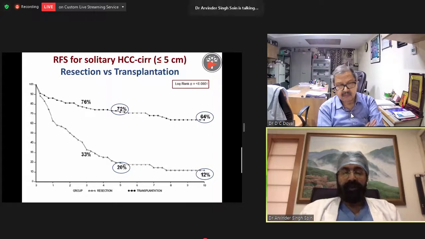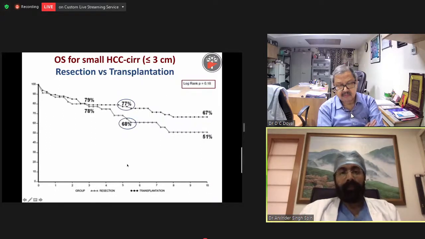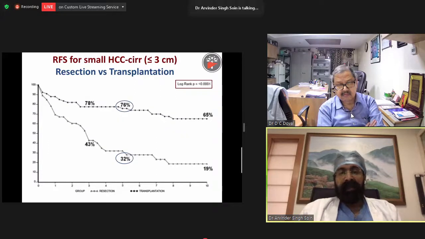And recurrence-free survivals were also similarly inferior in resection. In fact, the majority of them recurred. In terms of smaller lesions, less than 3 centimeters, there was no difference in overall survival. But I think recurrence-free survival again scored in the transplanted patients over resection patients long-term.